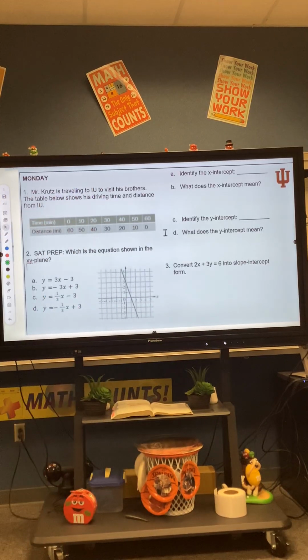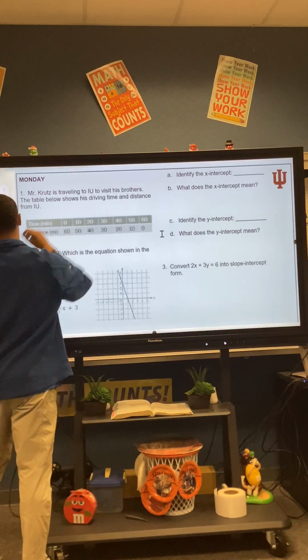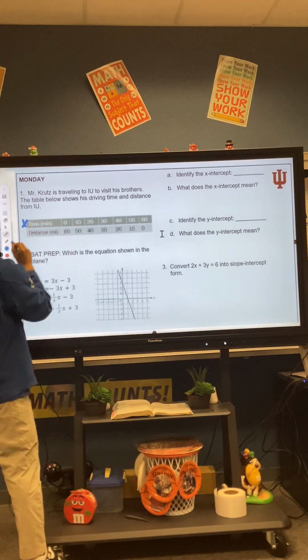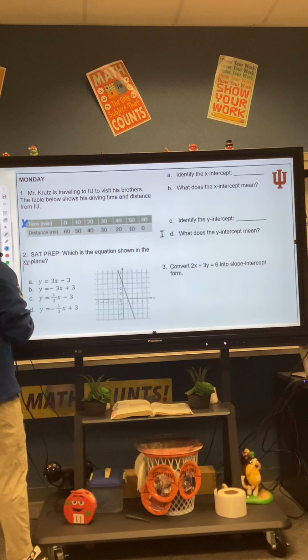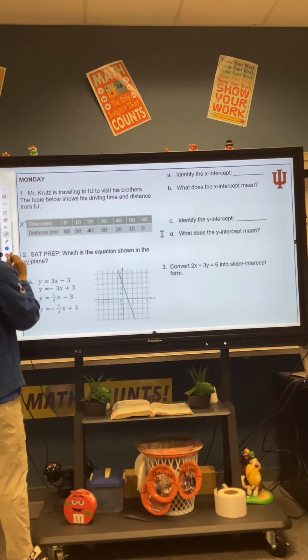So number one, Mr. Krutz is traveling to IU to visit his brothers. The table below shows his driving time and distance. Review real quick. X-intercept, what is it? My X value is time, yes. That's not my X-intercept though. The x-intercept should be an ordered pair, remember? So that's going to be X, use this for Y.